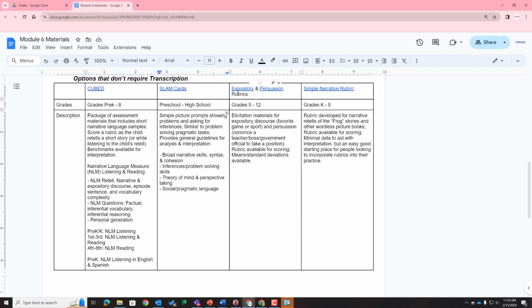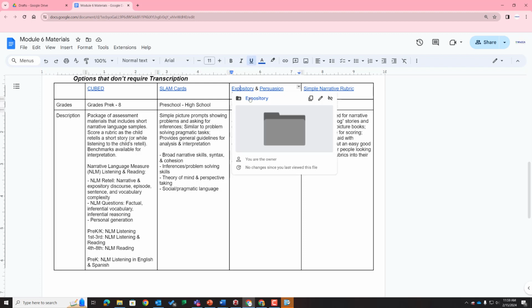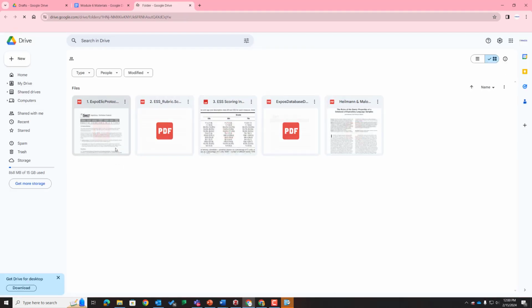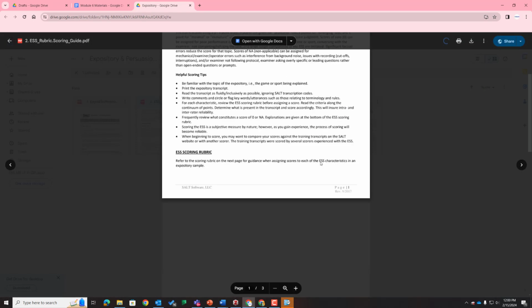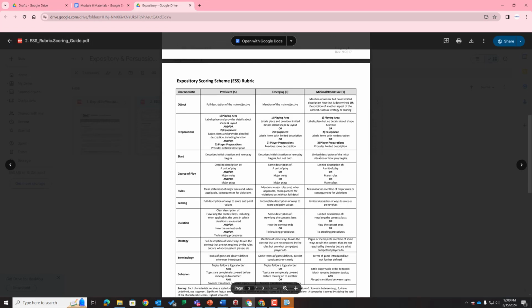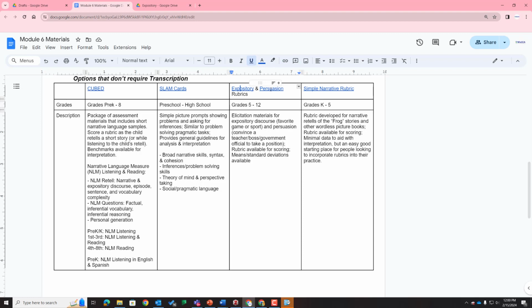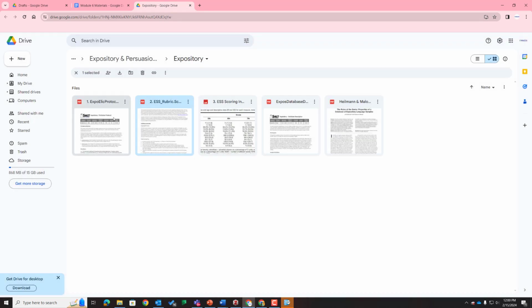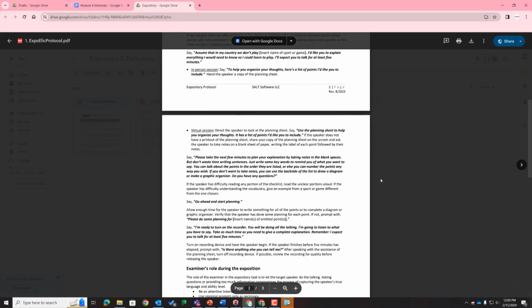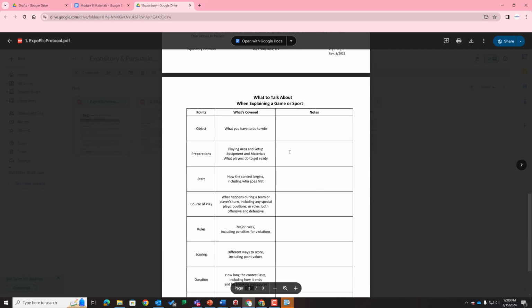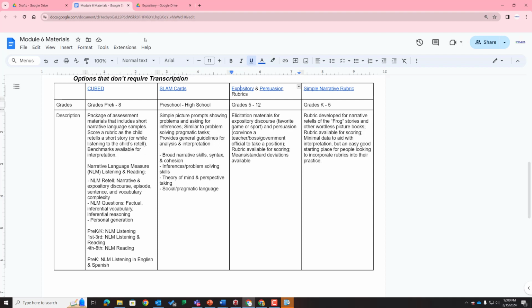What we have here in the next row, these are actually some materials that I was involved in developing. So these are materials that were developed for SALT, but you could conceivably administer these materials to your students and just review them for their overall organization and quality. So one is expository, the other is persuasion. In expository, we ask kids to describe their favorite game or sport. When we do this, we have a protocol that has them plan out what they're going to discuss. And then we have a rubric that we can use to analyze it.